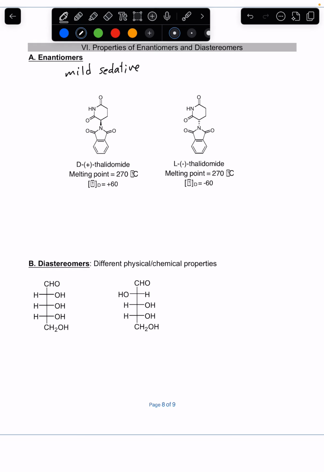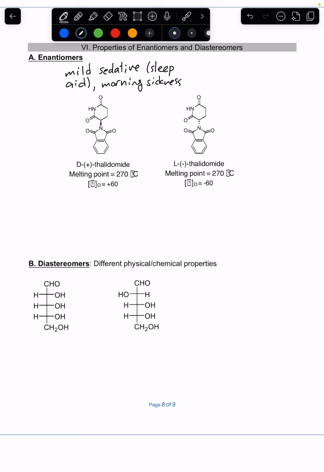And it's also good as a sleep aid, and also as a treatment for morning sickness, because of the sedative effect. So as you can imagine, this was a popular drug that was prescribed for pregnant women in the 1970s.